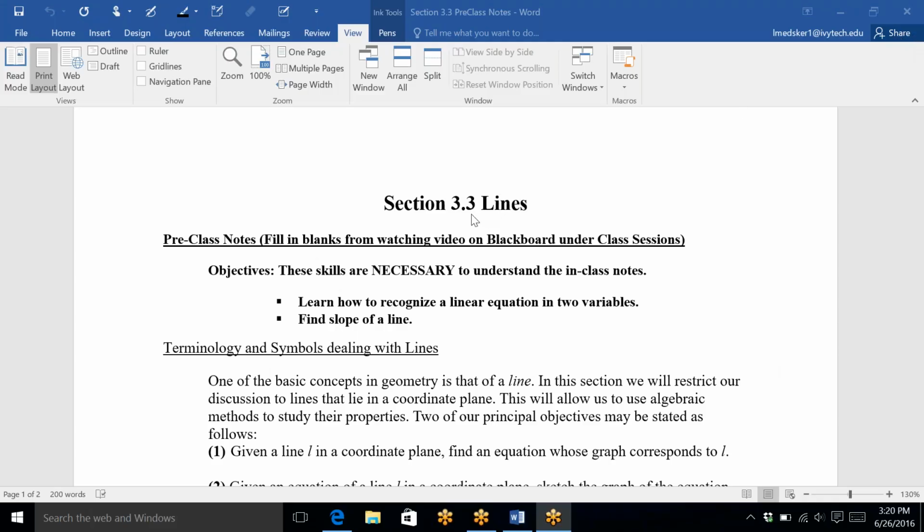Okay, so we have the 3.3 lines pre-class notes. Not very long, just 2 pages. Learn how to recognize a linear equation in 2 variables and then find the slope of the line. Everything else we will do in class.